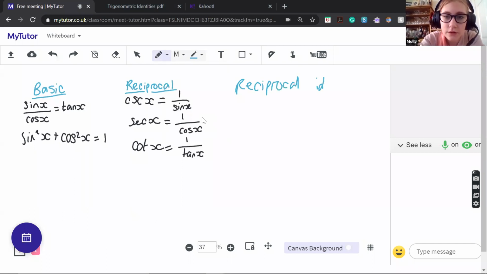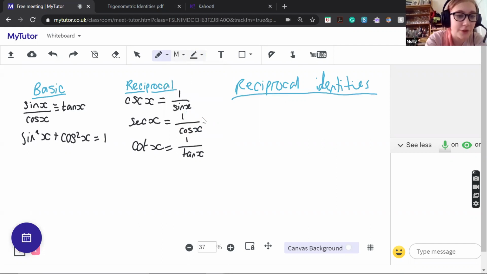Reciprocal identities. And these are just like those ones from the start. I mean, really what I should have done is what I said at the beginning and put equivalents instead of equals. They're the same thing. Don't get stressed about that notation.